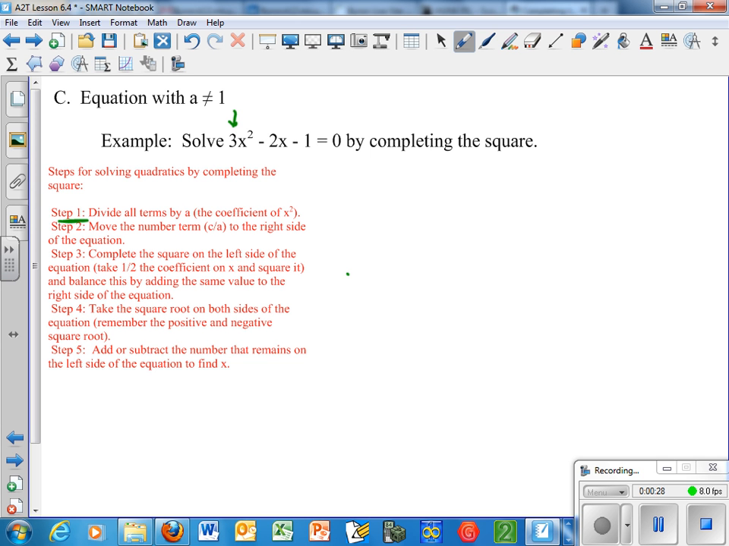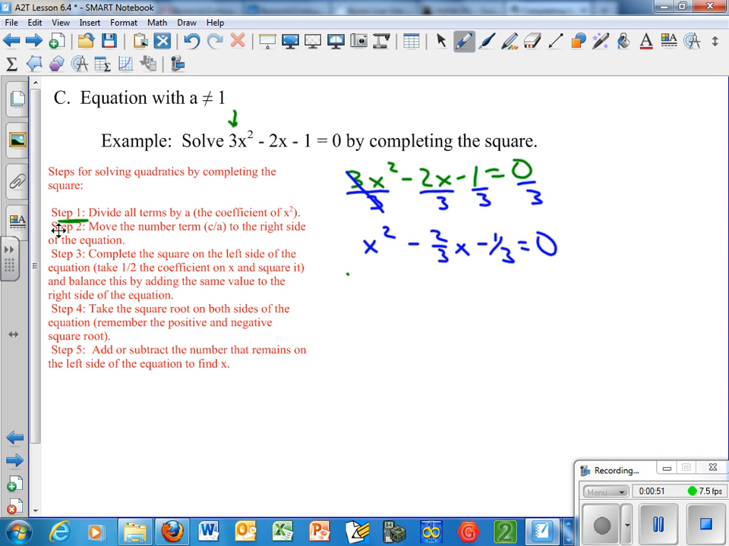So we need to, let me write this over here to the right of where I listed my steps again. Okay, so your first step here is to divide everything by that coefficient to get it down to just x squared. Then it's x squared minus 2/3 x minus 1/3 is equal to 0. So there's step number 1. Divide all the terms by the coefficient of x squared.